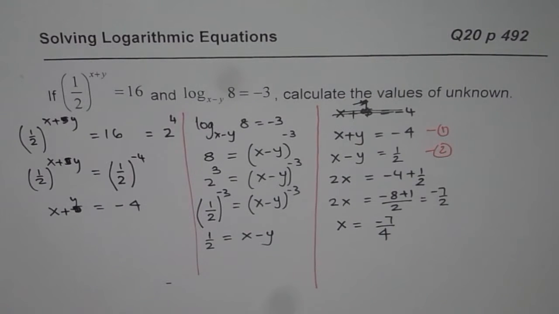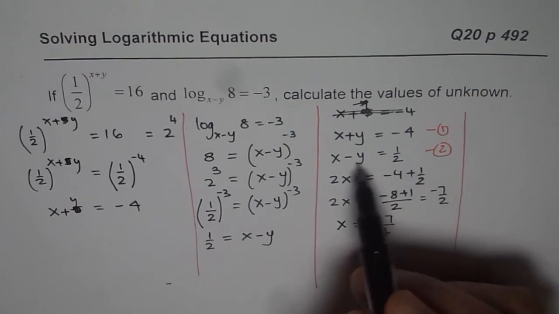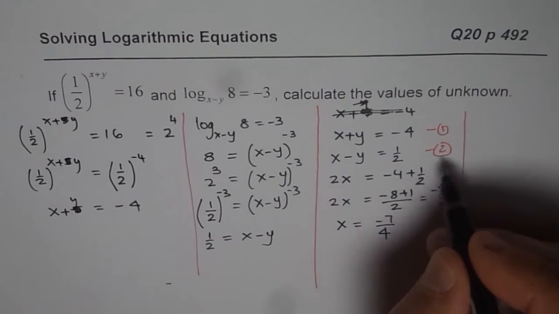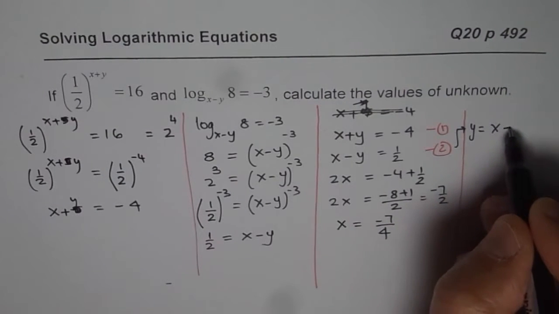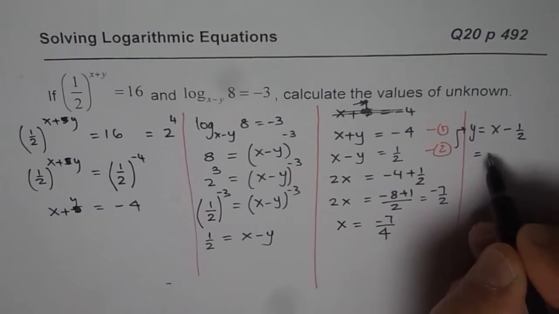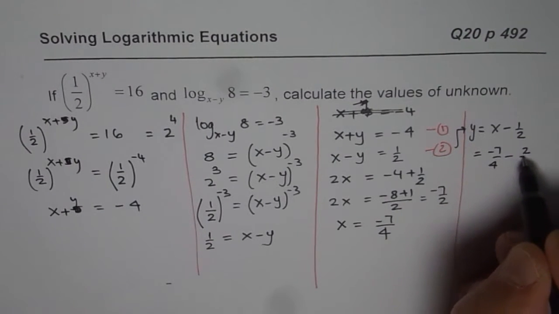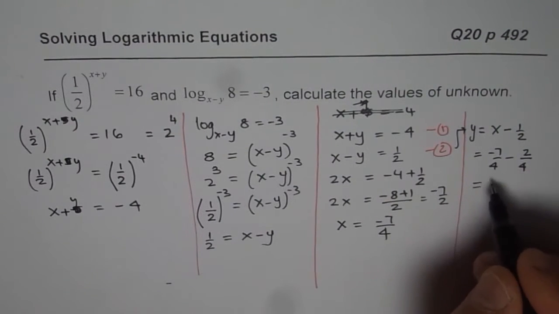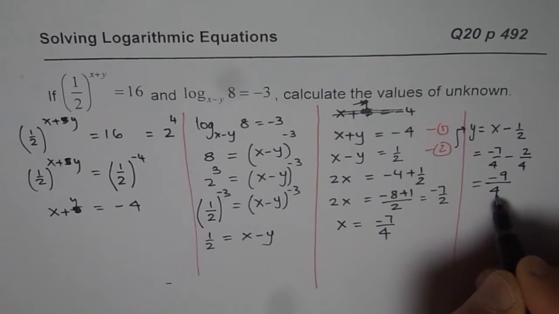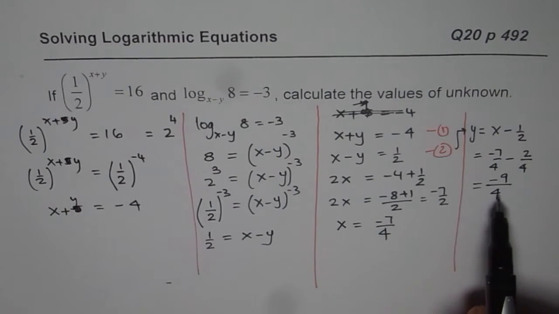So let me move on one more step here. We have x as minus 7 over 4. y could be equal to x minus half. So using this, we get y equals x minus half, correct? Now x is minus 7 over 4, and I can write minus half as minus 2 over 4, correct? So that gives us minus 7 minus 2, which is minus 9 over 4. So these are my two values of x and y, correct?